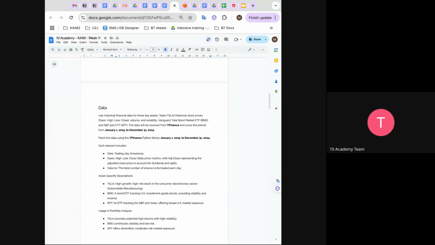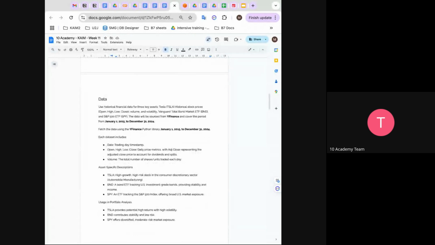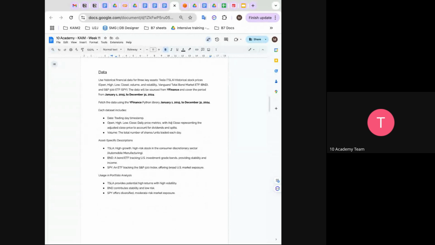And in terms of portfolio analysis, Tesla provides high return and high volatility. And the Vanguard bond data will contribute to stability and low risk, and SPY offers a diversified and moderate risk market response. So we have this as an initial data set.